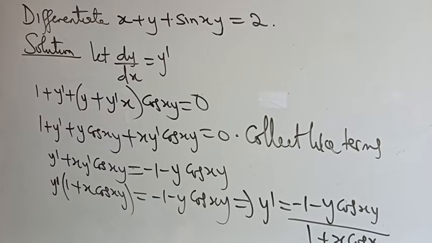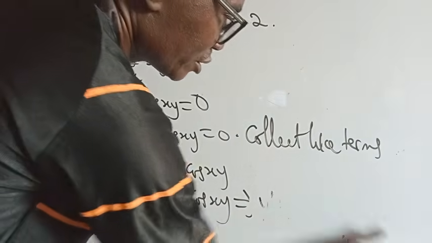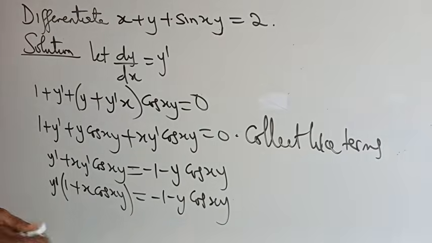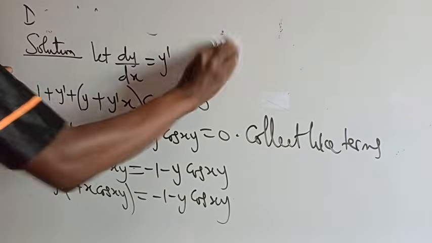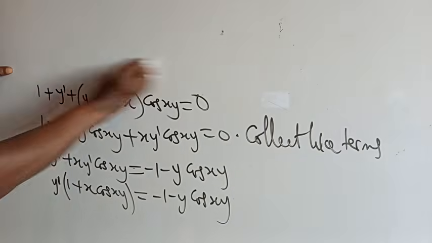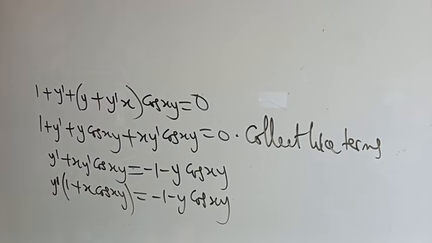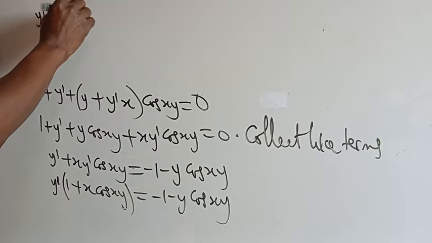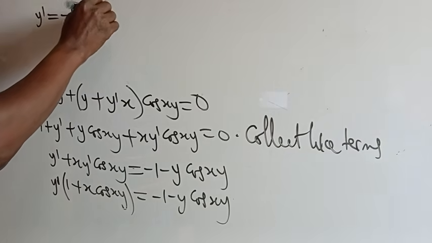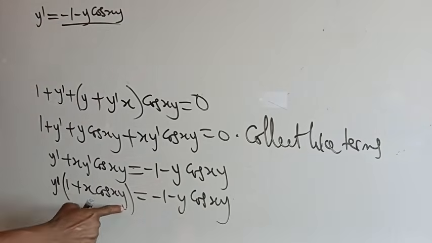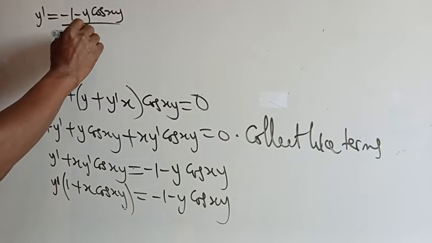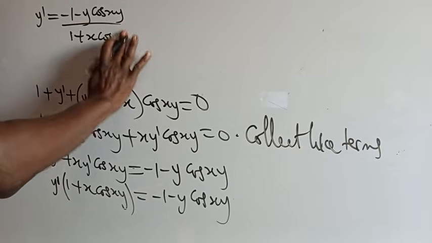You may leave your answer like this, but if you don't see it clearly, let me write the final answer on top. So what did I say now? Divide both sides by the whole of this. So you have y prime is equal to minus 1 minus y cos xy all over the whole of this, 1 plus x cos xy.